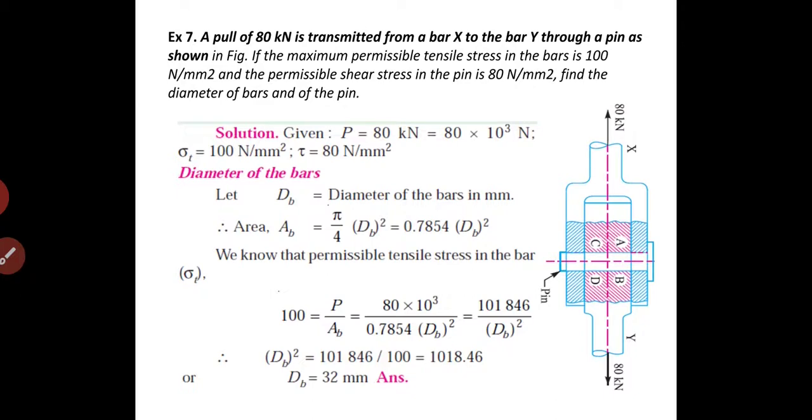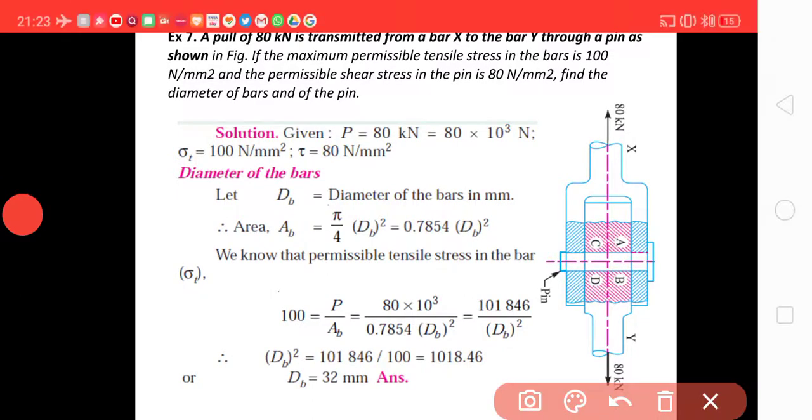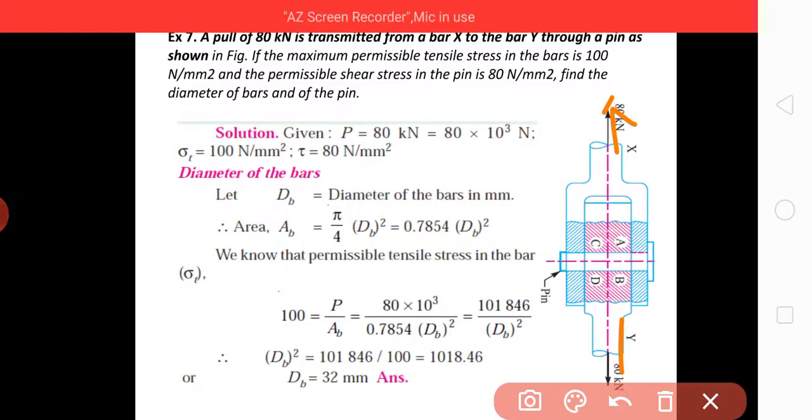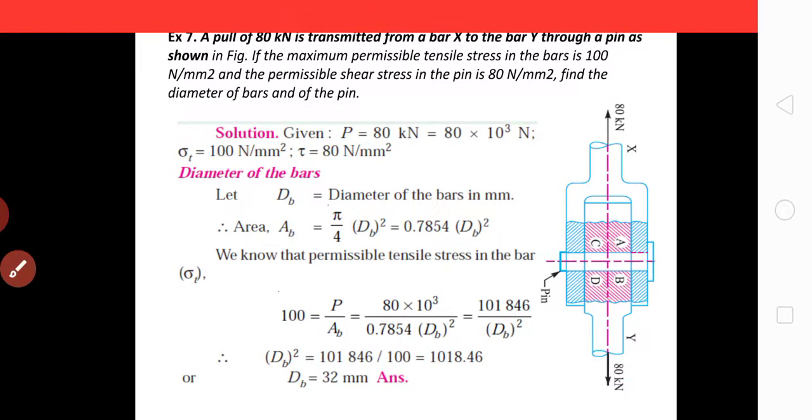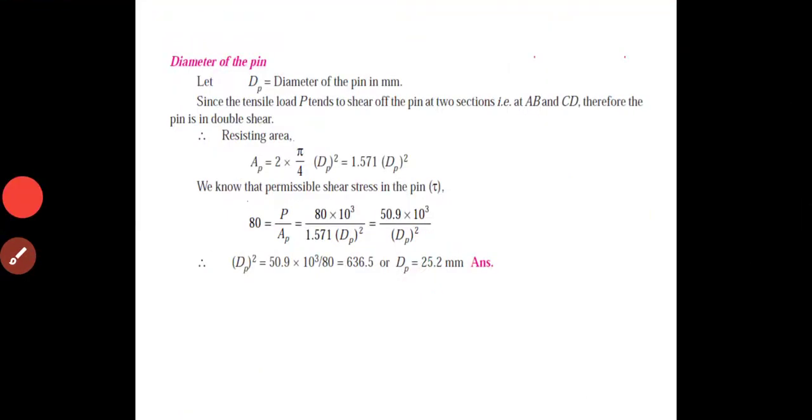Here, when we pull like this, the pin will get sheared from here and at this point. Those two points will shear off at the same time, so it is in double shear. So its effective area is doubled. So A_P is 2 into pi over 4 dP square, that is 1.571 dP square.